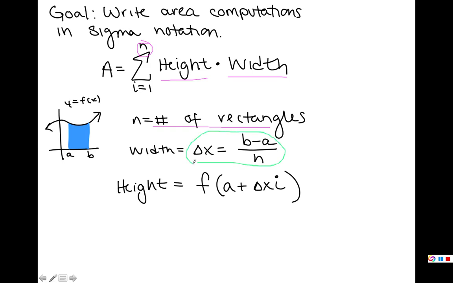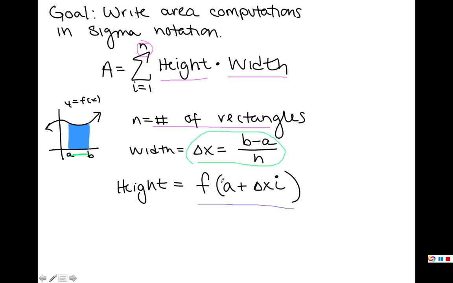There's a formula for how we found width in the previous problem. We basically took the length of the interval, so from a to b would be b minus a, and we divided it by the number of rectangles, and that would give us the width. And then the height of our rectangles is going to be a y value. We got the heights by plugging numbers into our function, so our f of x.